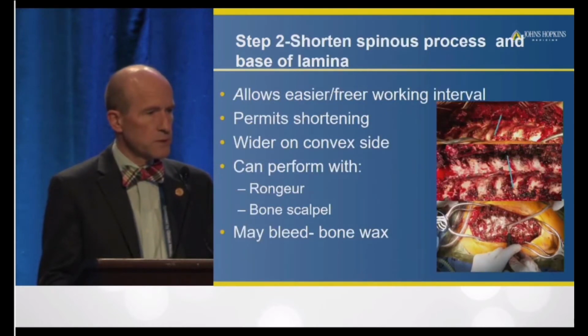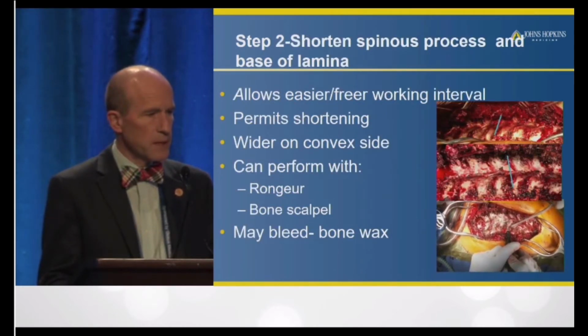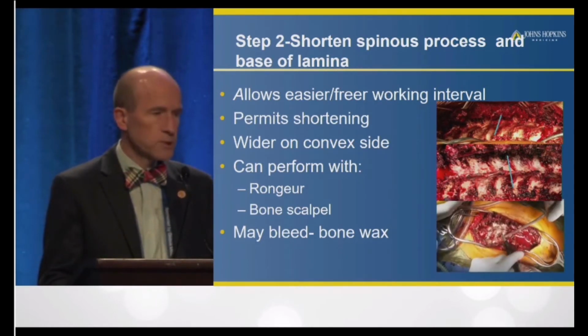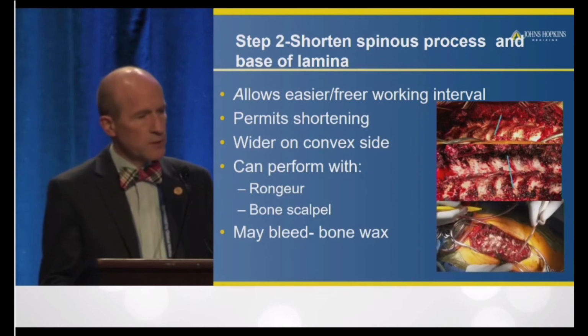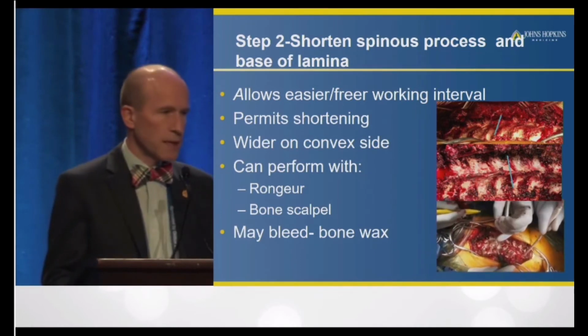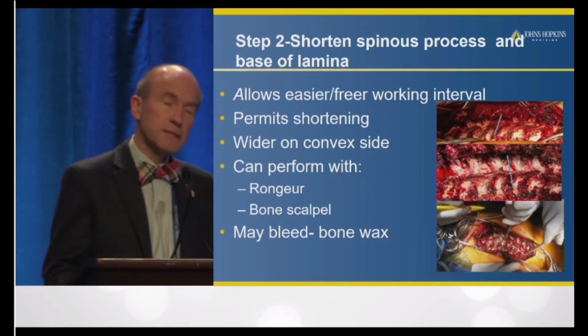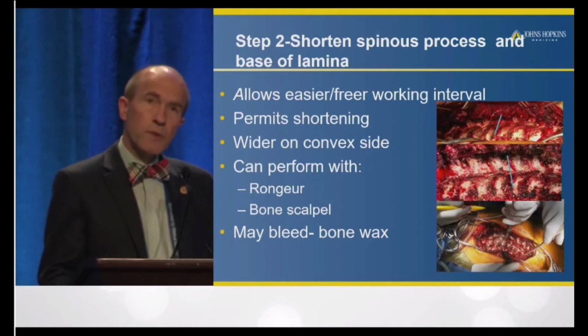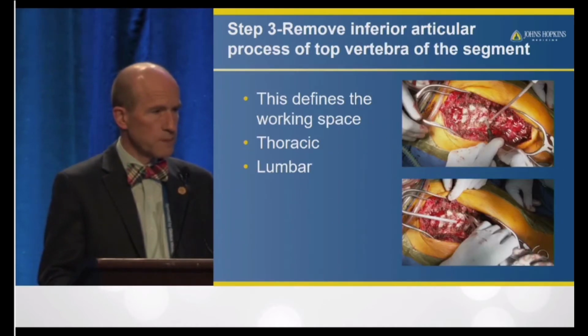Step 2 is to shorten the spinous process and the base of the lamina. According to the green lines you can see here, you're trying to take some length out of the posterior column. So looking from the side and looking from the top, that's about how much you want to take out. It can be wider on the convex side of a scoliosis. And you can perform it either with a rongeur or a bone scalpel. I like to add bone wax if necessary because these are often a source of bleeding that's hard to control.